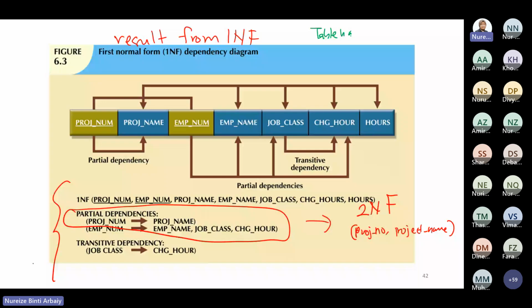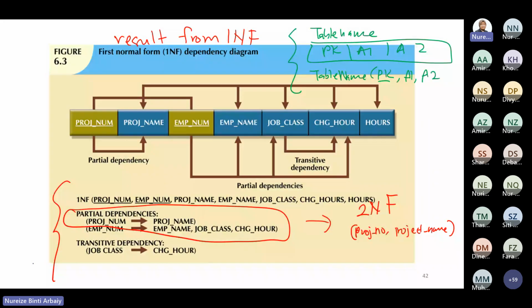So primary key, attribute 1, attribute 2. Or we have a table name or relation, primary key, A1, A2. So this is a common requirement of database structure. Now we have it like this. From here, can you see? Project number identifies project name. So these two are actually attributes in a table. So we write like this, project number, project name.